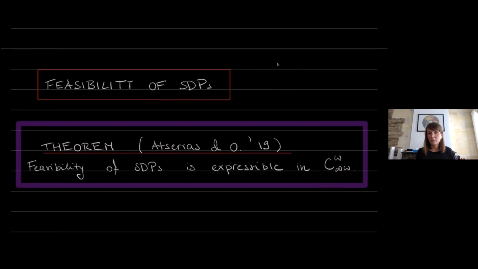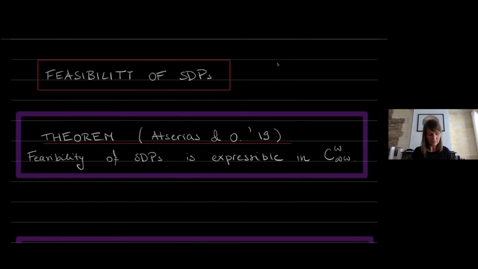In particular, the complexity of the exact feasibility problem of SDPs is kind of unknown, so we don't expect it to be in polynomial time. This is why the expressibility result needs to be in a much stronger logic, but the lower bounds that apply to FPC will also apply to this logic. So we will be able to translate the same lower bounds into proof complexity lower bounds.